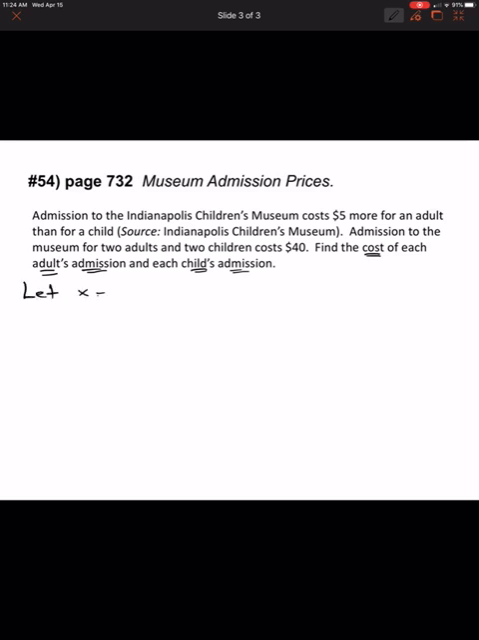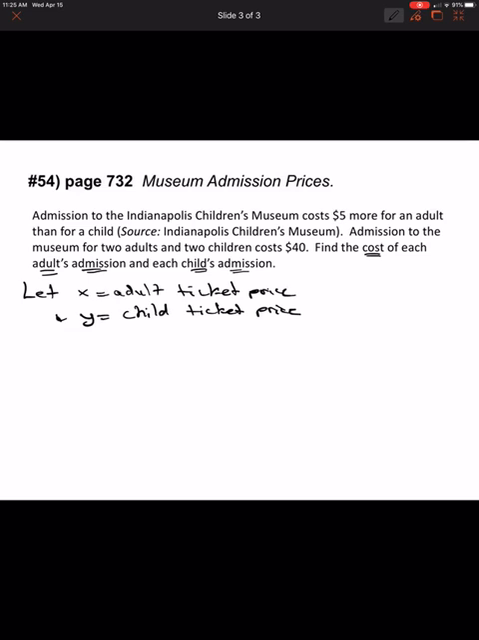So I'm going to let X be the adult ticket price, right? We want to know how much it costs for an adult to go in, and I'm going to let Y be the child ticket price. All right, so we got two variables, our two unknowns here. Now we need two equations.